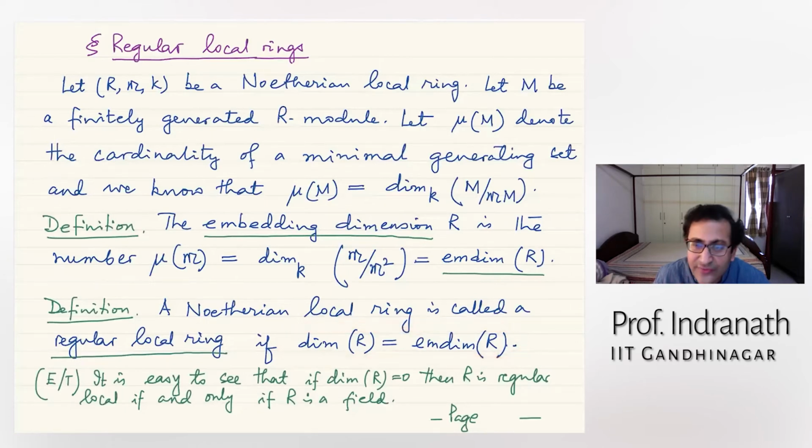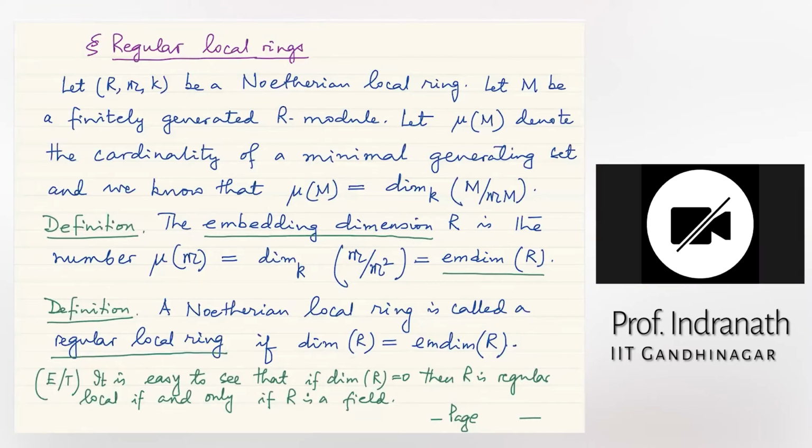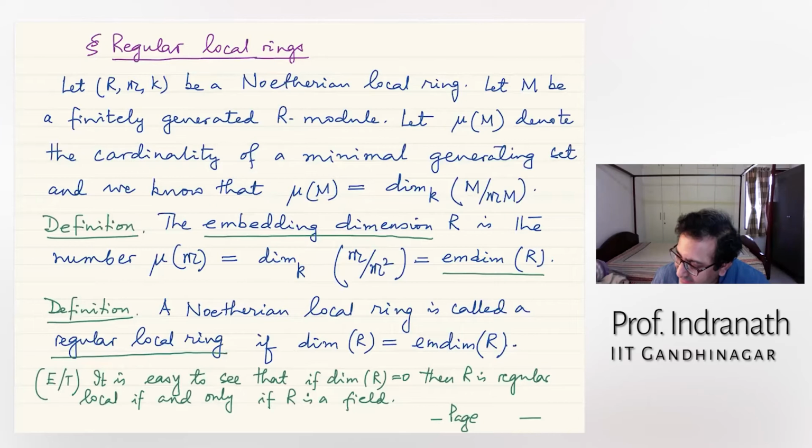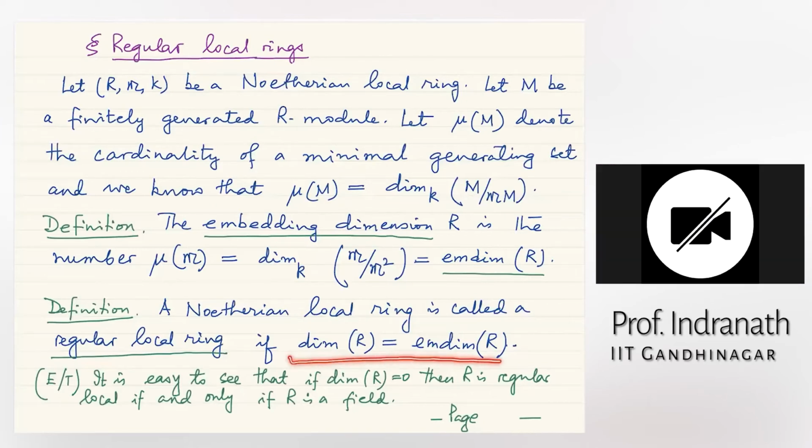By the way, if the equality does not happen, do we have any kind of inequality here between the dimension of R and the embedding dimension? The dimension of R is less than or equal to the embedding dimension. So equality is the definition for a regular local ring.